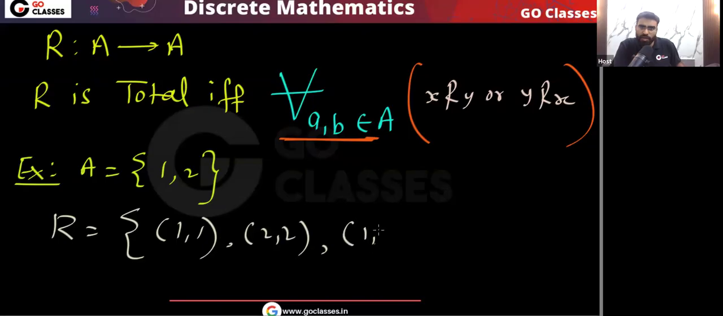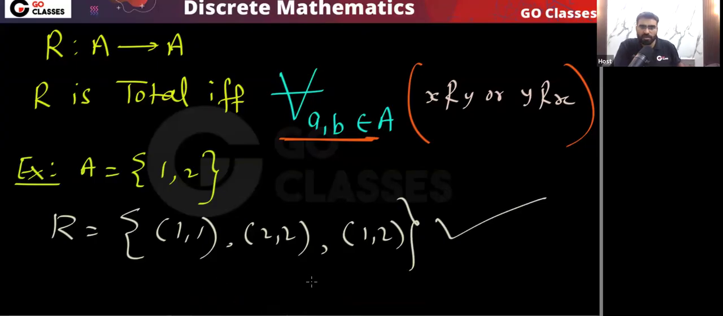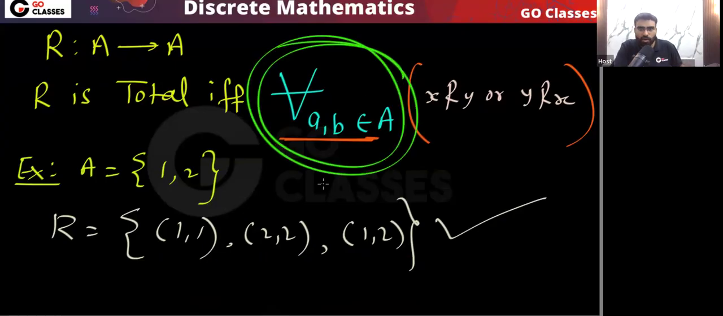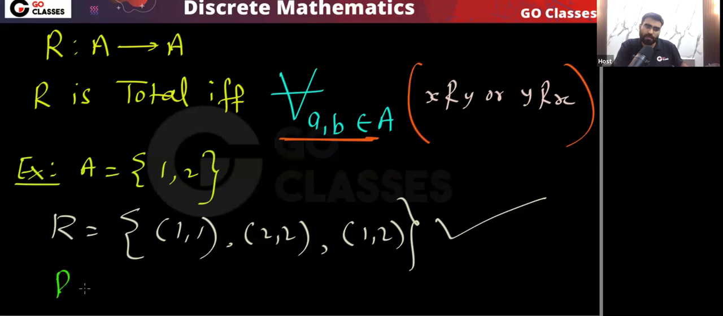I can take 1 comma 2, that is fine. This is also total. You can easily see this is total. Why? Because if you take any pair, 1 comma 1, 2 comma 2, 1 comma 2, 2 comma 1, then at least one of them is related to another. This must be true: either x is related to y or y is related to x. So yes, this relation is total.